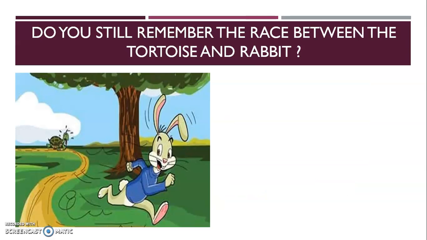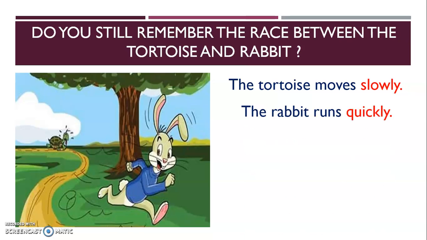Now, do you still remember the race between the tortoise and the rabbit? This is one of the very famous childhood stories that we heard when we were still little boys or little girls. Okay, what are the sentences that you can make out from this picture? Let's take it for example. The tortoise moves slowly. The rabbit runs quickly. So the words in red here, slowly and quickly, these are adverbs.